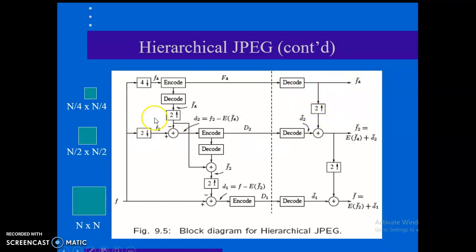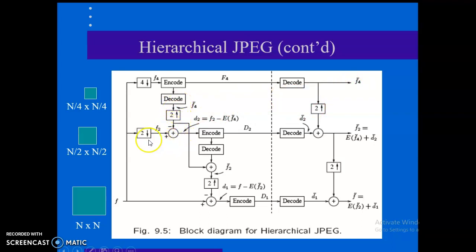From this encode and decode, the output is given to 2. The symbol for encode, the symbol for decode. So decode gives f cap 4 here.